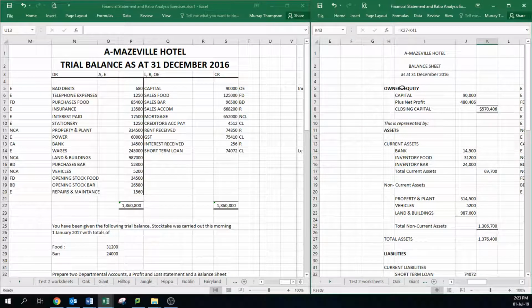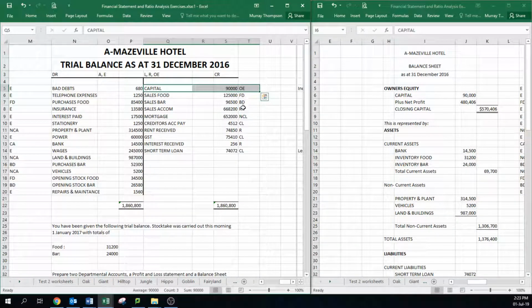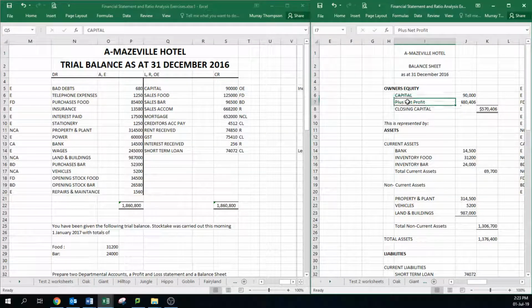In owner's equity, we've got capital, which is fine, and then we also take the net profit that we made on the income statement and put that in there as well. If it's a profit, it goes up. If it's a loss, it goes down. So if it's a profit, add them together.